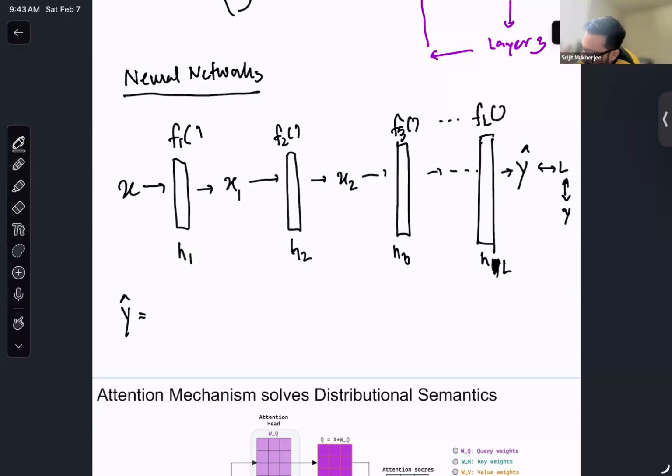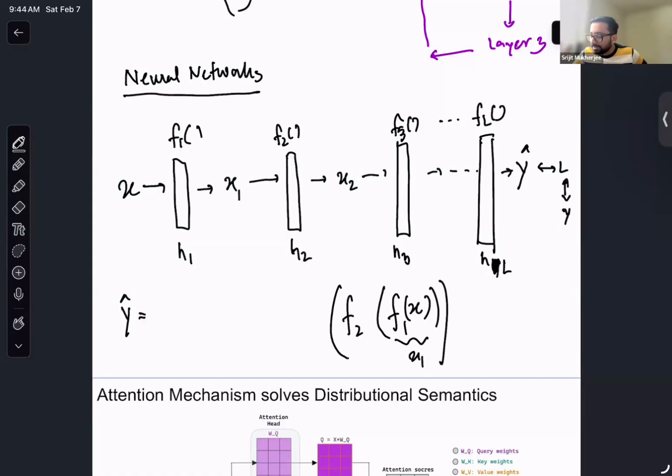Okay. So Y hat is, let me write it mathematically so that you understand. First, x, then f1 of x has been applied on that, and on that f2 of x has been applied. This is x1, by the way, and then f2 has been applied, and this is x2, and it's happening as a composition of functions.